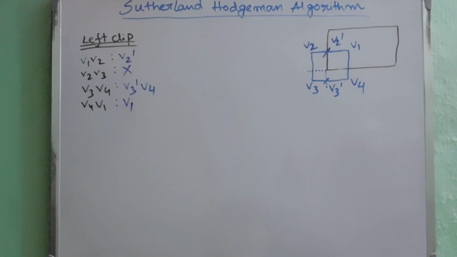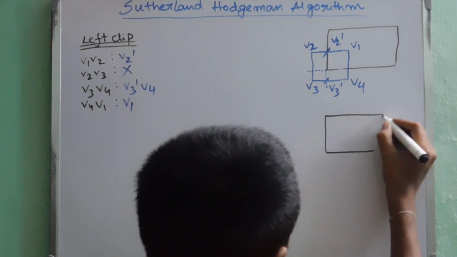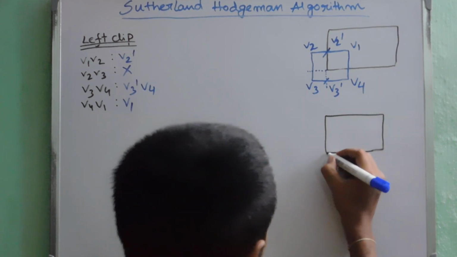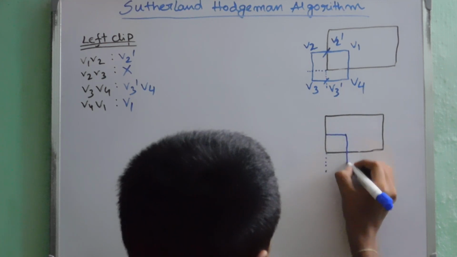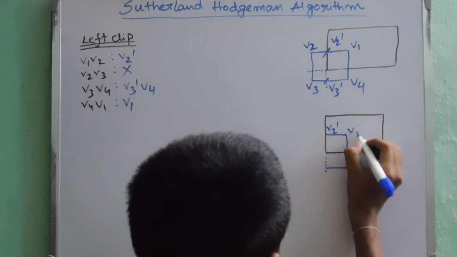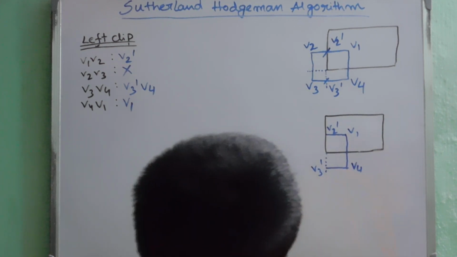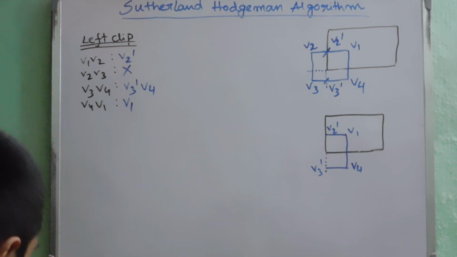So our left clipping is done, and we will update the picture. The picture will look something like this. So this is V2 dash, this is V1, this is V4, and this is V3 dash. Now we will perform the right clip.